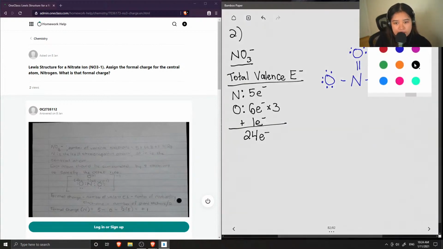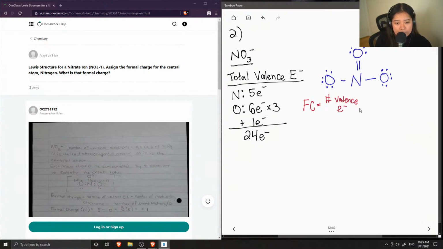So now let's try to find out the formal charge of all of these atoms. So the equation for formal charge is equal to the number of valence electrons minus the number of non-bonding electrons. So all of the non-bonding electrons are the lone pairs. And then we're going to subtract the number of bonding electrons divided by 2.